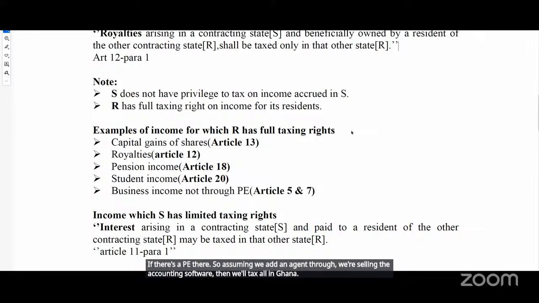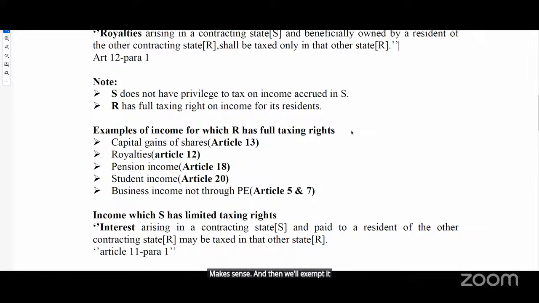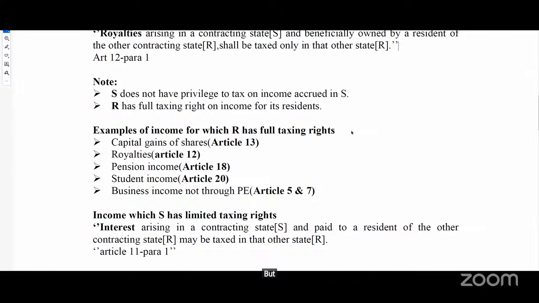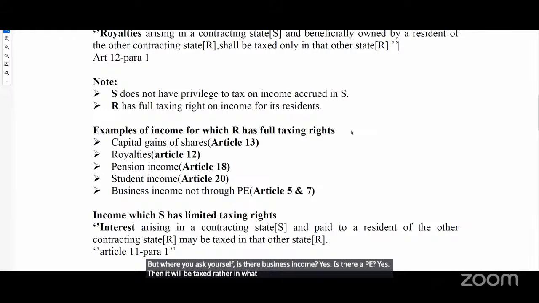Makes sense? And then we'll exempt it from the UK tax. So you ask yourself, is there business income? Yes. Does a non-resident have a PE in Ghana? No. Therefore, Ghana would normally tax the business profit under Article 7. But where you ask yourself, is there business income? Yes. Is there a PE? Yes. Then it will be taxed rather in what? In Ghana.